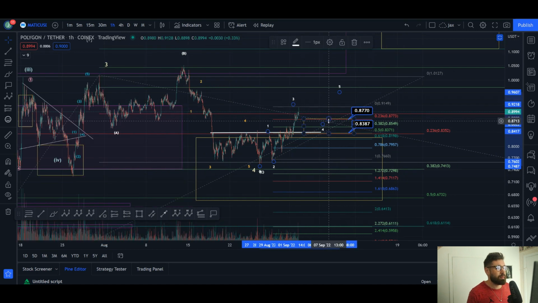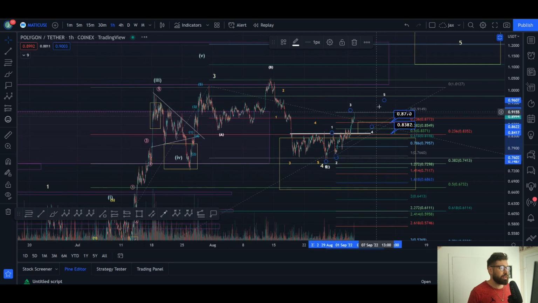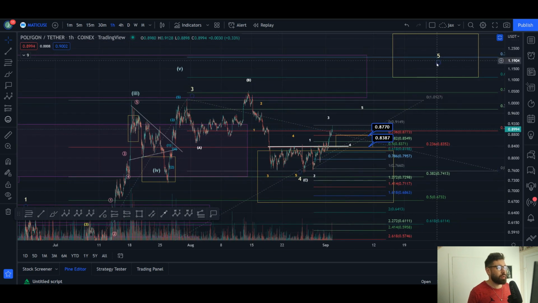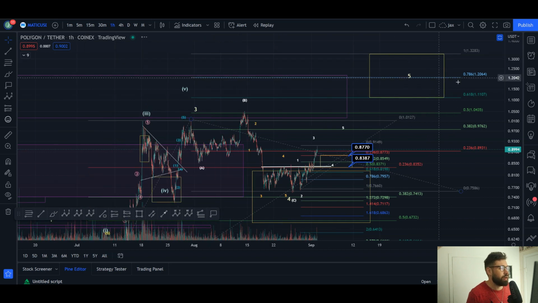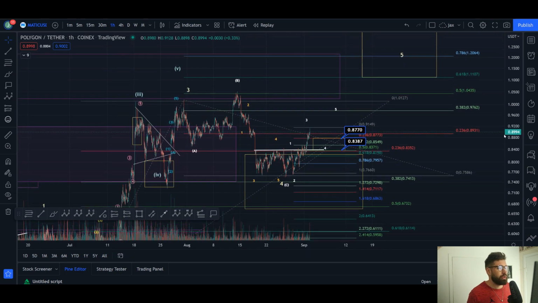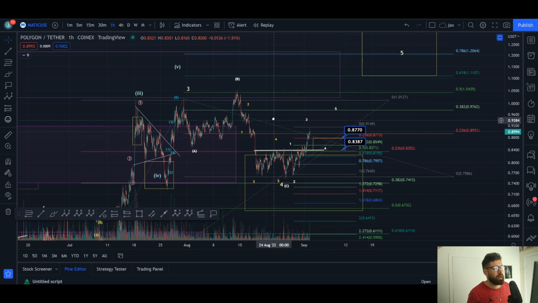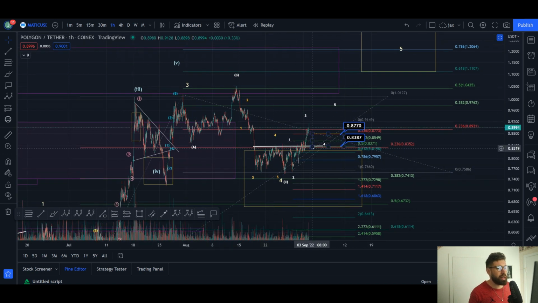But if we do pull back and bounce from this zone, that's when we can put in the wave 5 and complete basically a wave 1 of the larger wave 5 with the target area in between $1.11 and $1.32. And if we do come down and break 83 cents, I would expect that head and shoulders pattern to play out. So that's basically it for this one.